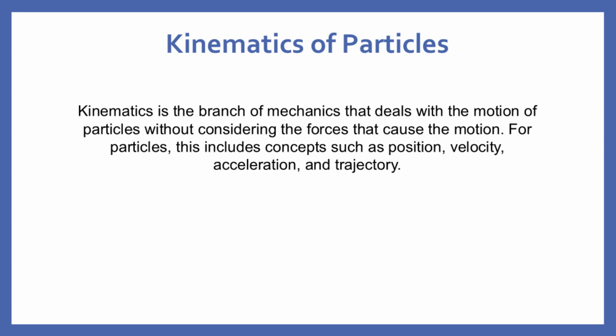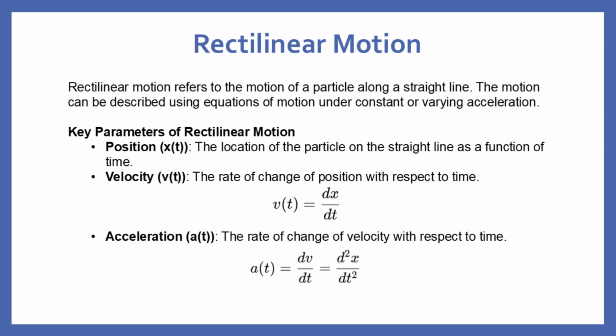That's kinematics in action. Let's start with the simplest type of motion, rectilinear motion. This is just a fancy term for motion in a straight line. Picture a car driving down a perfectly straight highway or an elevator moving up and down. We'll look at three crucial parameters here: position, which tells us where the object is; velocity, which shows how fast it's moving; and acceleration, which reveals how quickly its speed is changing. It's like tracking a point moving along a single line. Simple, yet fundamental to understanding more complex motions.